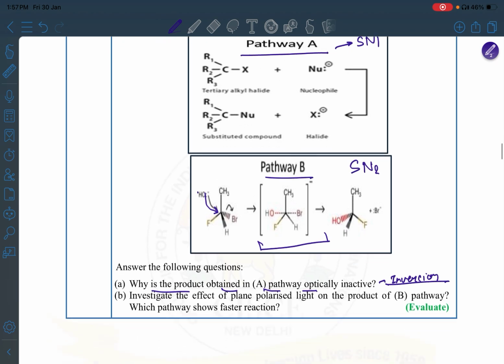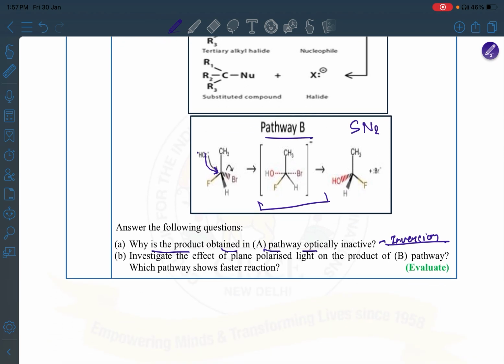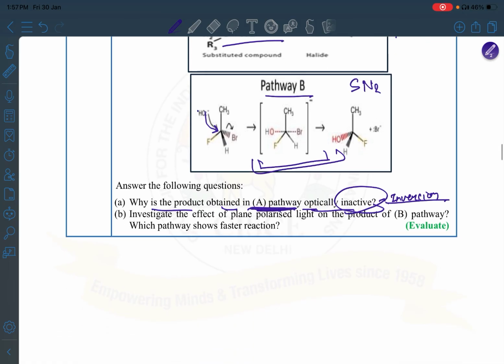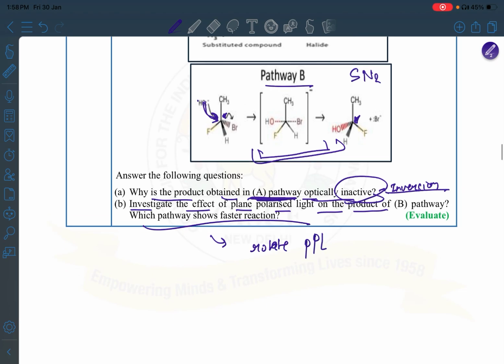Okay, so in B, inversion takes place. Inversion is optically active, but the pathway of A is optically inactive because the nucleophile attacks on the same side. So there is no inversion in SN1, so that's why it is optically inactive. Investigate the effect of plane polarized light on the product B, because it is a chiral carbon and the OH group attacks on the opposite plane, so it will be optically active. So if it is optically active, it will rotate the plane polarized light.